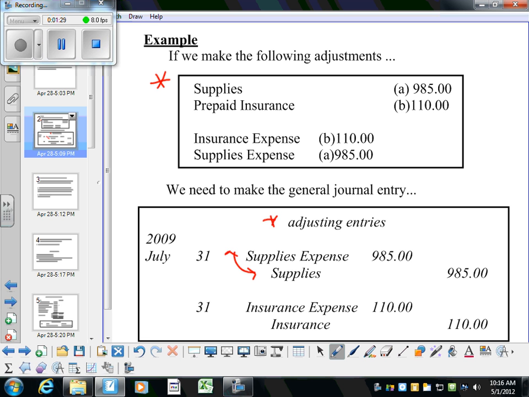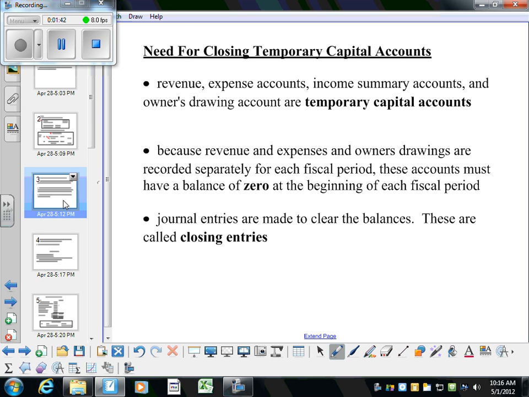So all we did was take the information from the worksheet, put it into our general journal, which we're now going to go ahead and post into our general ledgers a little bit later. Okay, so adjusting entries is nice and easy. The one that sometimes gives people a problem are the closing entries.